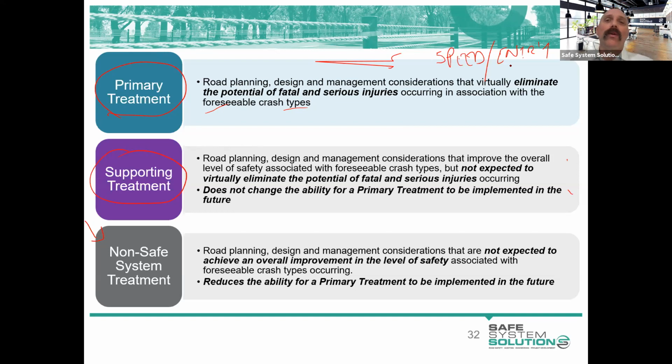So what does help you a little bit though is that the Austroads Safe System Assessment Framework has a whole list of treatments for every crash type and pre-categorizes them for you. So it can help calibrate your thinking on which category things might go in.